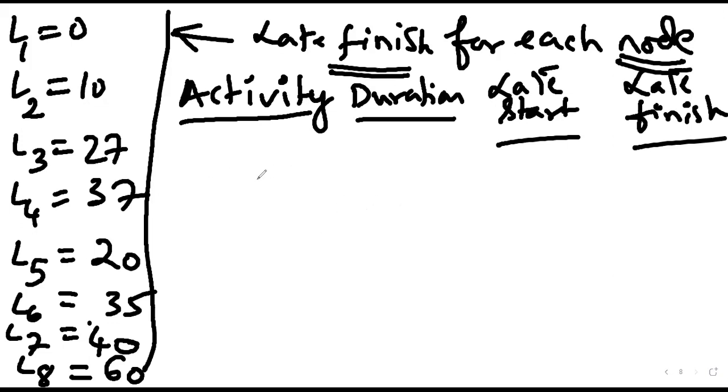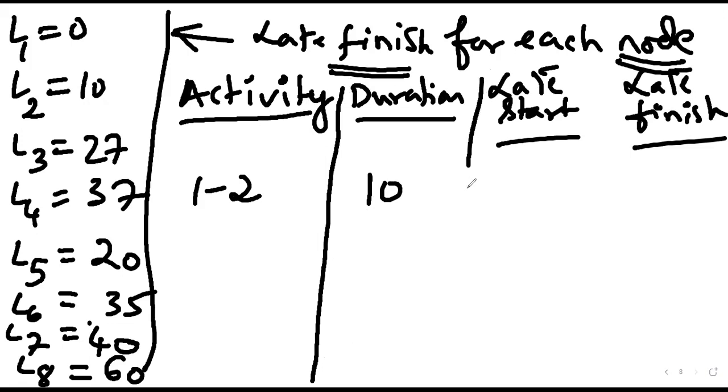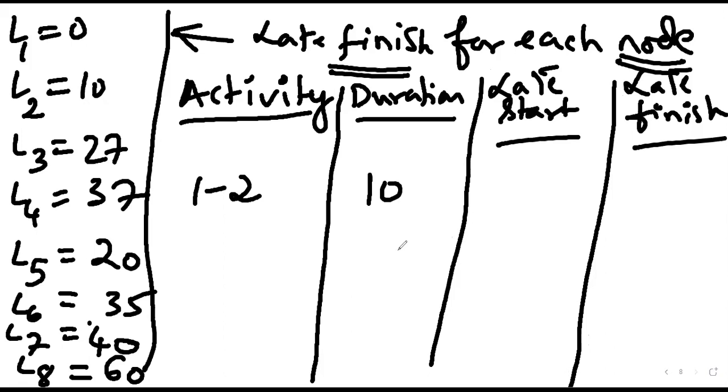How many activities are there? Eight. So just observe how we determine the latest start and latest finish for each of the activities, and then you can make note of the same. These two are given in the question statement. 1-2 activity is there, and the duration of 1-2 is 10 days.